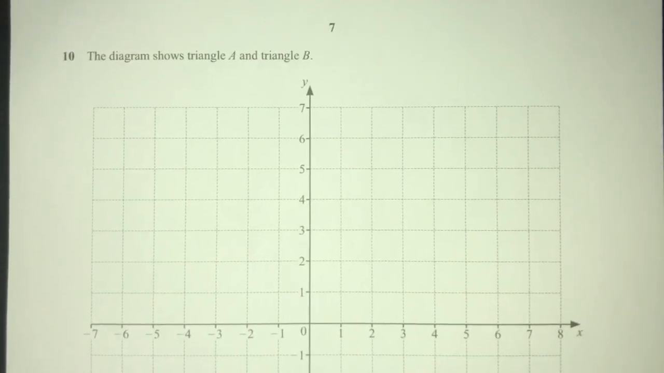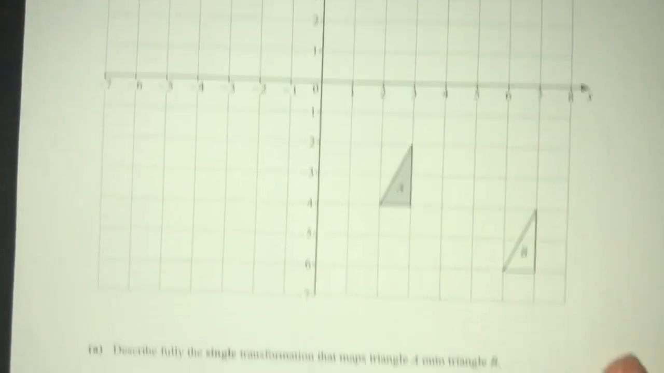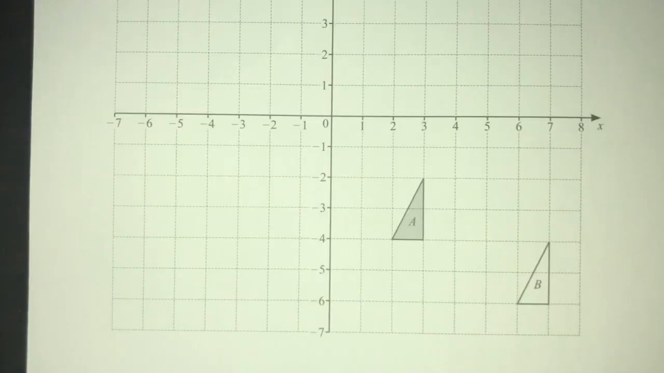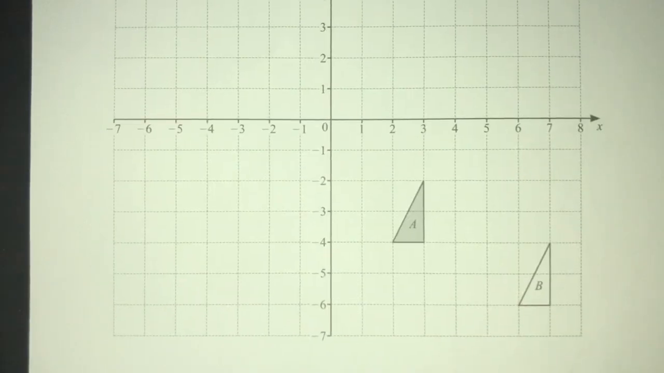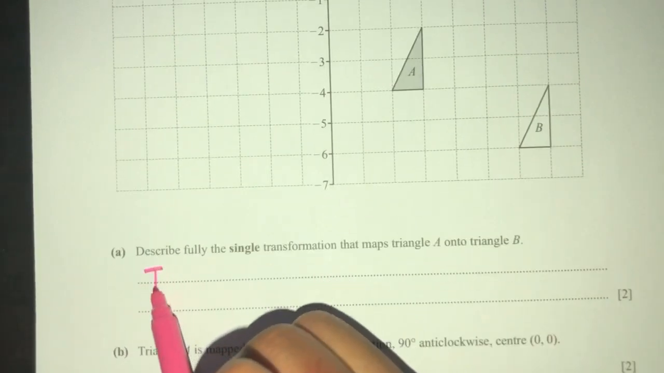Now let's move on to question number 10. So here we have a graph of triangle A and B, as you can see right here. Describe fully the single transformation that maps A onto B. So definitely by elimination, you can see this has to be a translation. The size did not change. It just slides to the left. So basically that will be a translation.